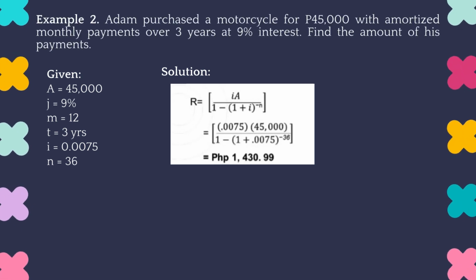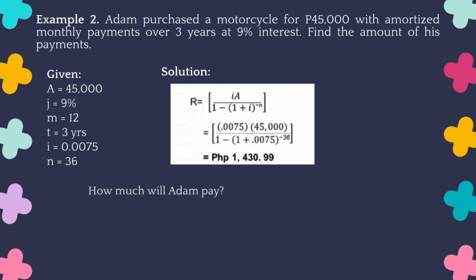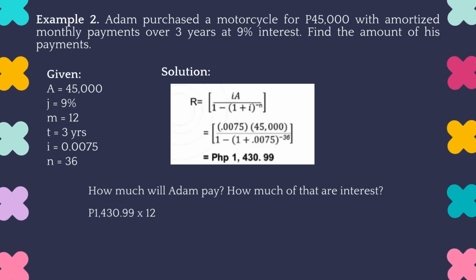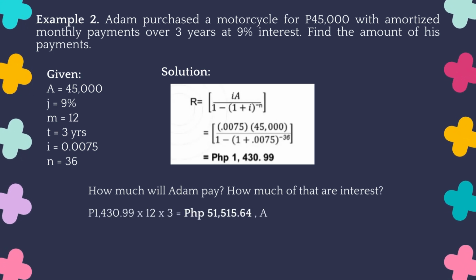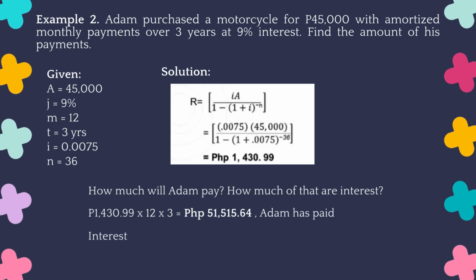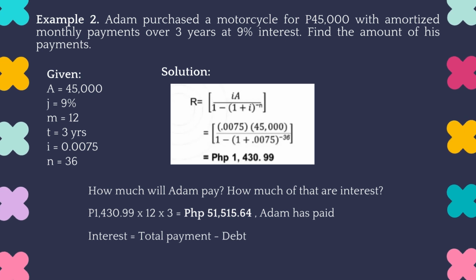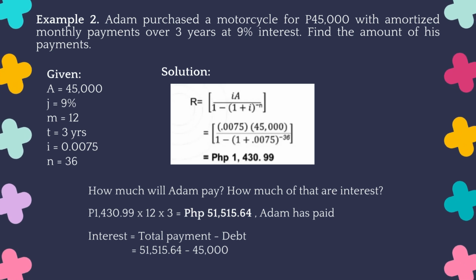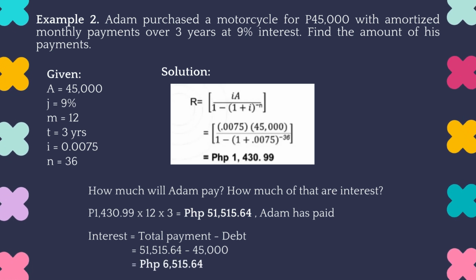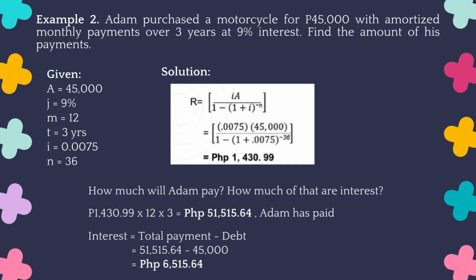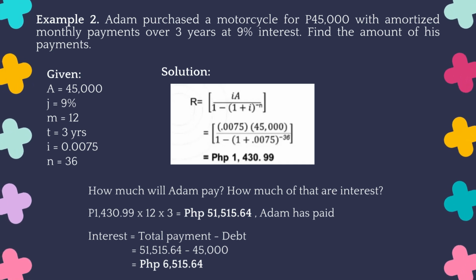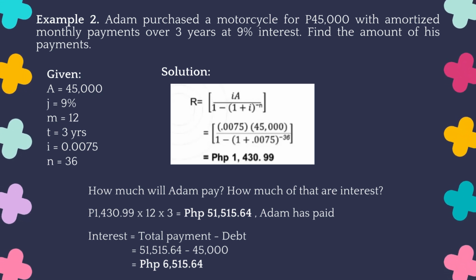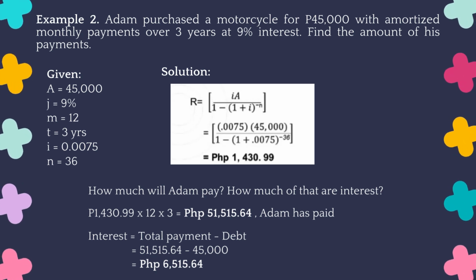So, follow-up question, how much will Adam pay and how much of that was the interest? So, 1,430.99 times 12 times 3 equals 51,515.64. So, mao ni siya ang total payment ni Adam. And how much of that are the interest? So, total payment minus debt, 51,515.64 minus 45,000 is equal to 6,515.64. So, mao na siya ang total interest ni Adam within 3 years with 9% interest.